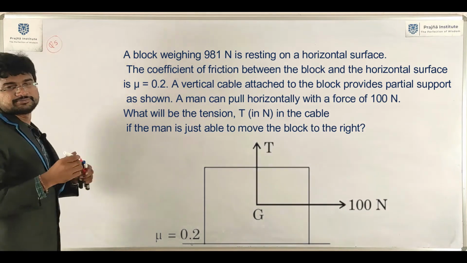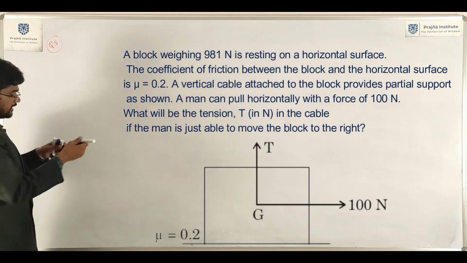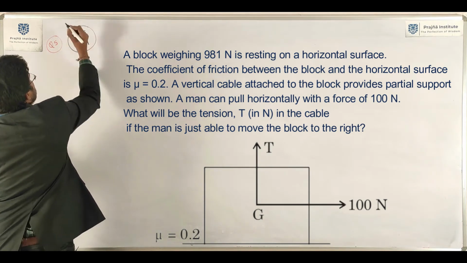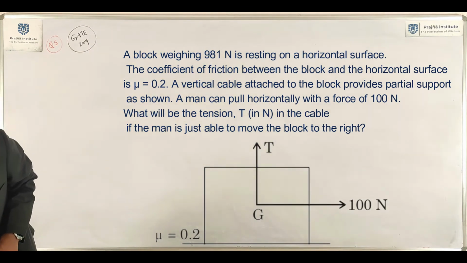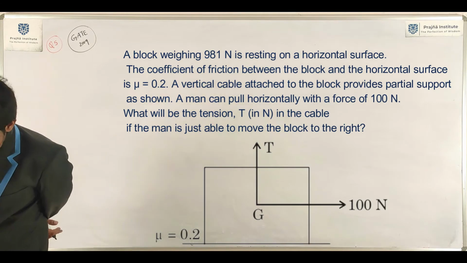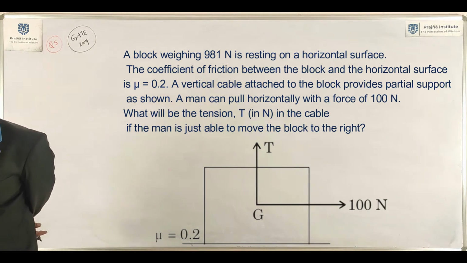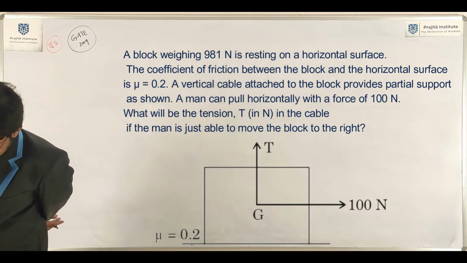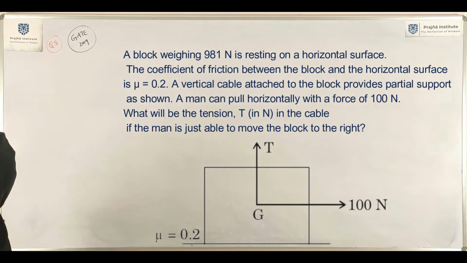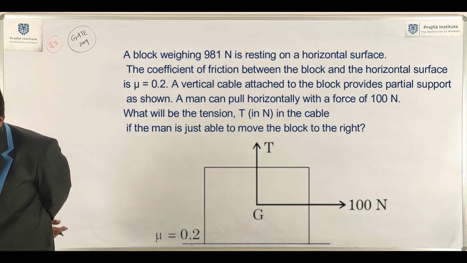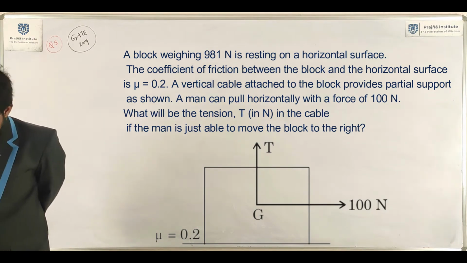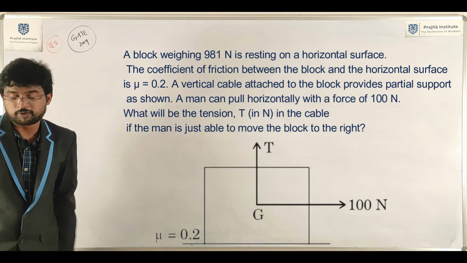Question number 5, given in GATE 2009. It's a very simple problem. A block weighing 981 Newton is resting on a horizontal surface. The coefficient of friction between the block and the horizontal surface is 0.2. A vertical cable attached to the block provides partial support as shown in the figure. A man can pull horizontally with a force of 100 Newton. What will be the tension T in the cable if the man is just able to move the block to the right?